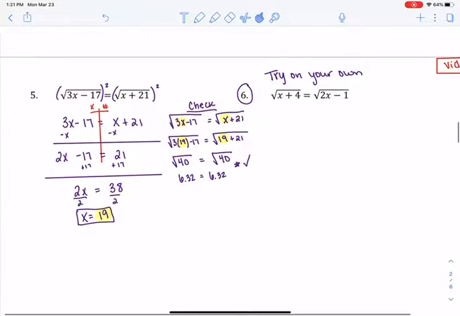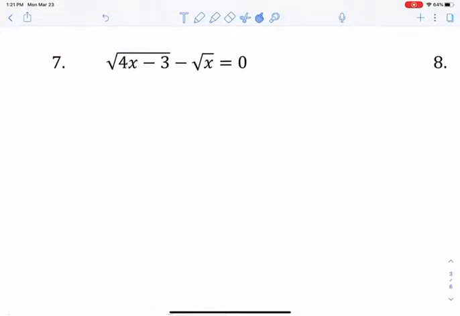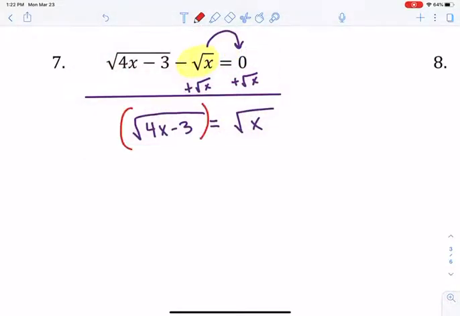All right, so let's move on to number 7. So number 7 is similar but different because we actually still need to isolate the radicals. So I'm going to take this minus square root of x and I'm going to move it to the other side by adding. So this becomes the square root of 4x minus 3 is equal to the square root of x. Now we're ready to square both sides.